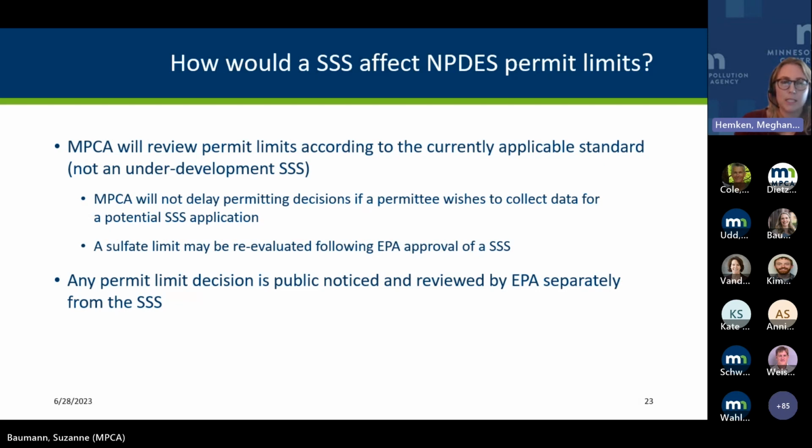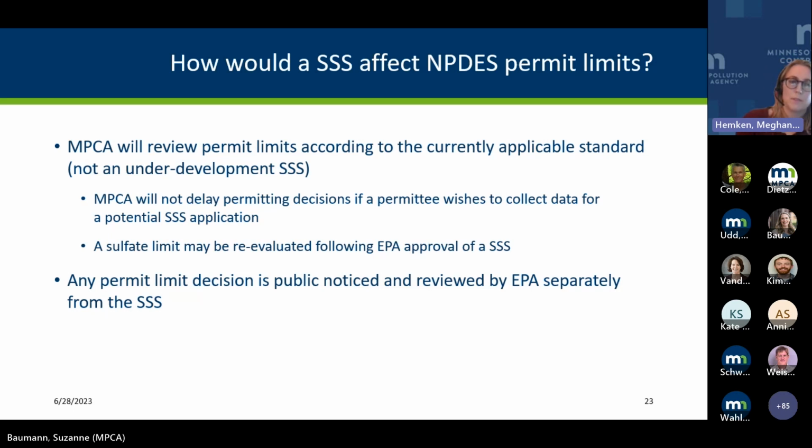So as I mentioned previously, a site-specific is a water quality standard action, requires a public notice period, public meeting, review and approval from EPA. It will have its own administrative process apart from the permit. We do not consider permit limits in our evaluation of a site-specific standard. The standard evaluation is focusing on the water body and what is an appropriate standard to protect the use within the water body. And as I said, does not include limit evaluations.